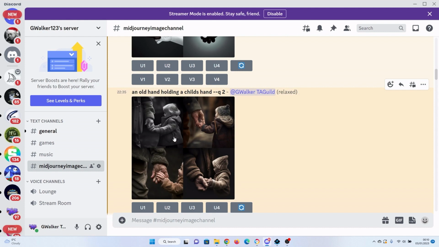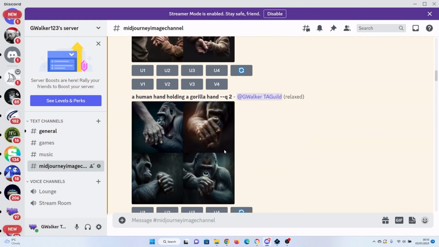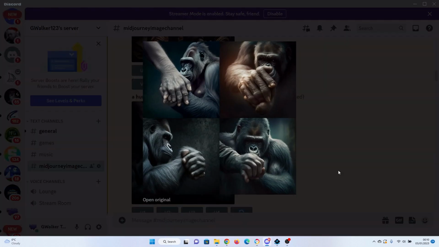An old hand holding a child's hand. Now, these are close enough, but again, that isn't properly a hand there. No, none of these are hands, really, are they? Look at them. Almost hands. A human holding a gorilla's hand. Look at this. What have we got?